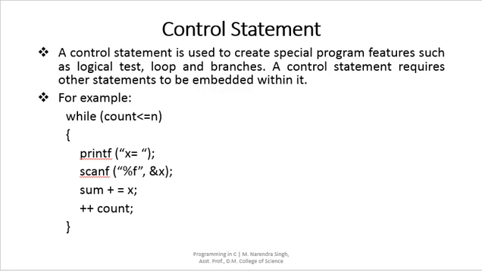The statement while (count <= n) is called a control statement because it controls the number of times the expressions within the braces will be executed. The four expression statements within the braces will be executed as long as the value of count is less than or equal to n. Therefore, while (count <= n) is called a control statement, and the four expression statements within the braces together form a compound statement.